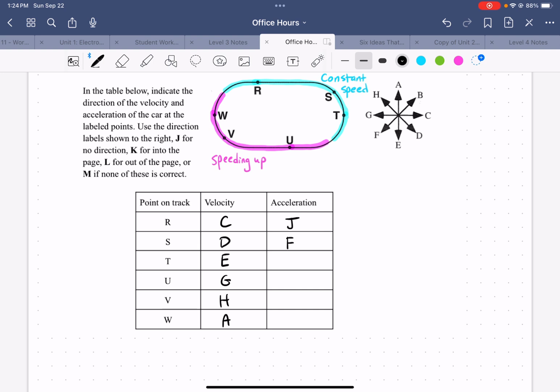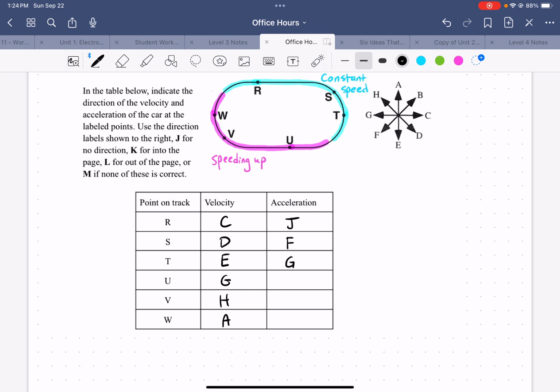Okay, now for the second half of the track, things get a little more interesting. Now the speed of the car is increasing. So at all 3 of the points U, V, and W, there's going to be a tangential component to the acceleration which is in the same direction as the velocity. But if the direction is changing, then there will additionally be a radial component as well. At point U, there is no change in direction, so the acceleration will only affect the speed, so the acceleration will be in the same direction as the velocity, which is direction G.